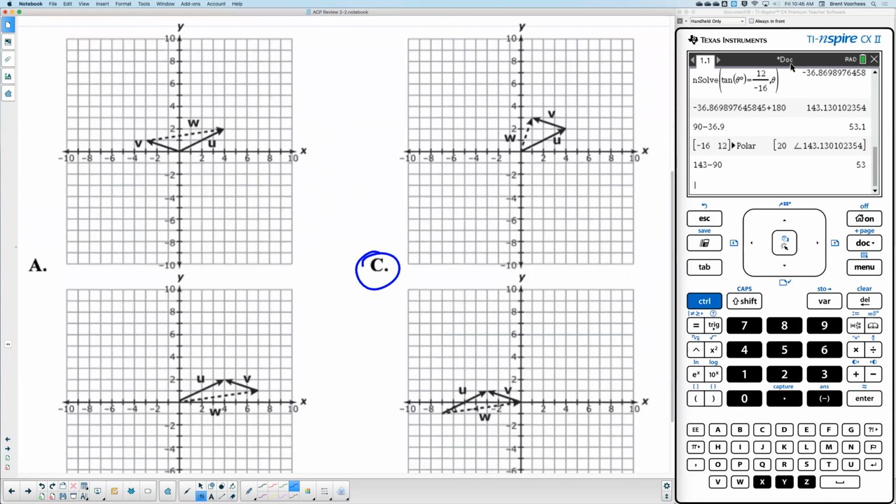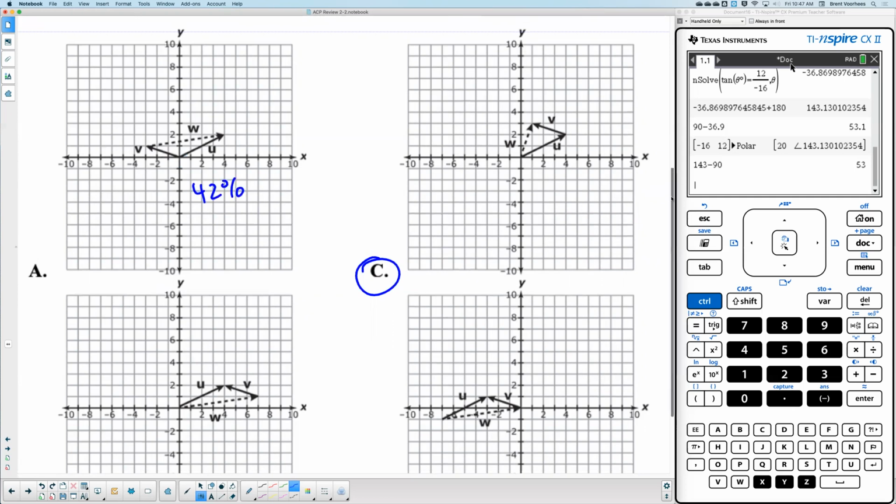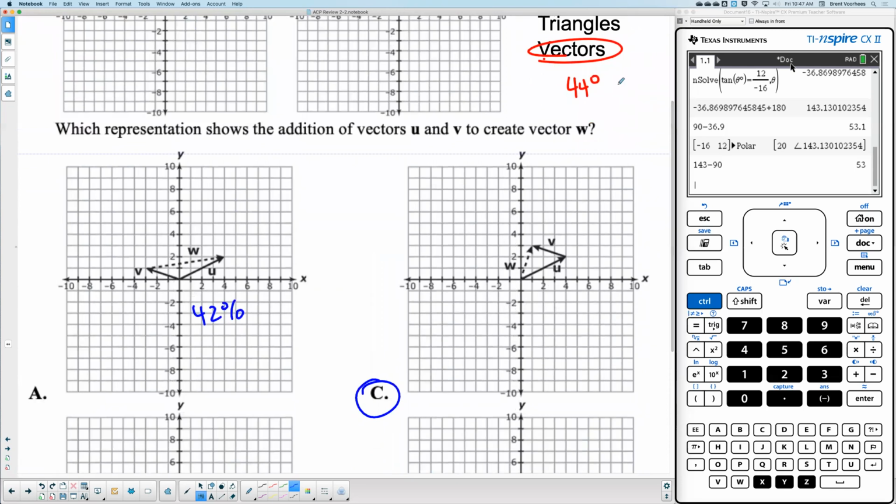Like I said, it's only chosen correctly 44% of the time. Most students chose A. Again, what did they do wrong on A? They didn't go tip to tail. What did they do? Tail to tail. A was selected 42% of the time. So how many should I say got this right? 44. Almost as many people chose tail to tail as opposed to tip to tail. Just remember how to graph vectors. Tip to tail.